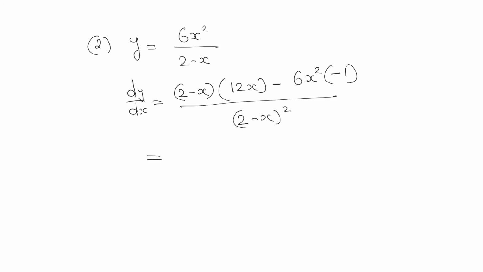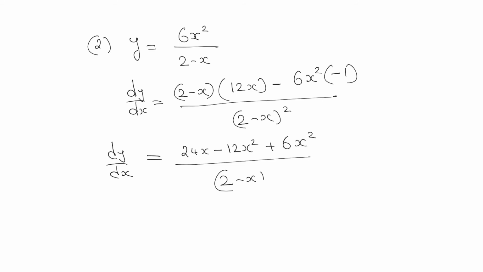So we can rearrange. The value of dy/dx is equal to (24x − 12x² + 6x²) the whole divided by (2 − x) the whole square. So this will be equal to (−6x² + 24x) the whole divided by (2 − x) the whole square.